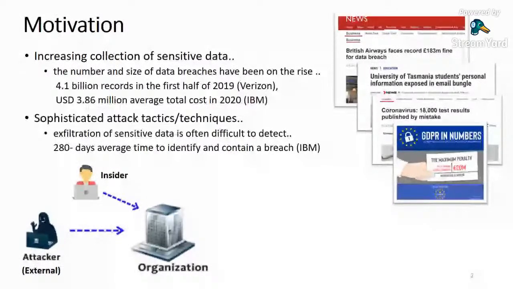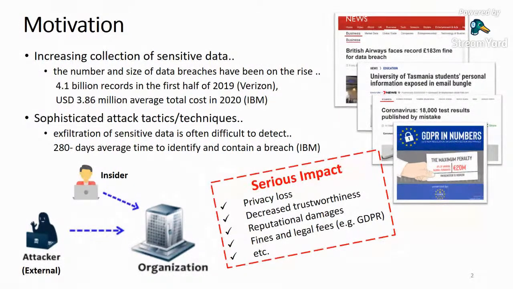Furthermore, current attacks have been developed into more sophisticated tactics and techniques, which makes exfiltration of sensitive data often difficult to detect. For example, it requires about 280 days average time to identify and contain a breach. These become existential threats that severely impact organizations, for example, in terms of privacy loss, decreased trustworthiness, reputational damages, and direct consequences that affect their bottom line.